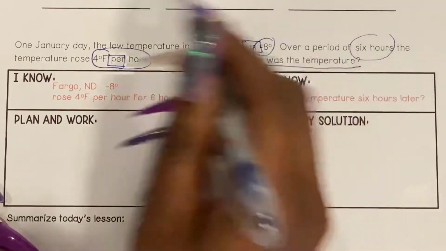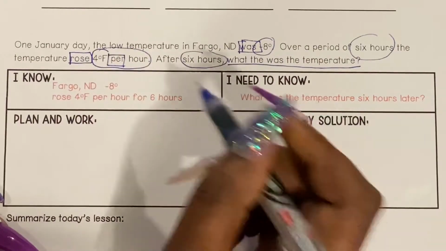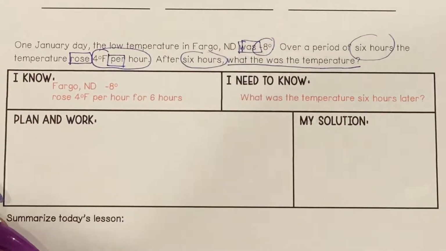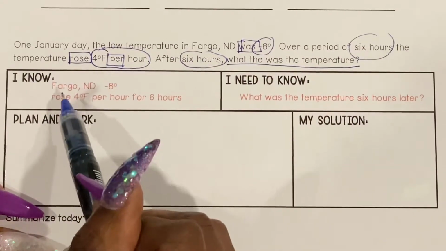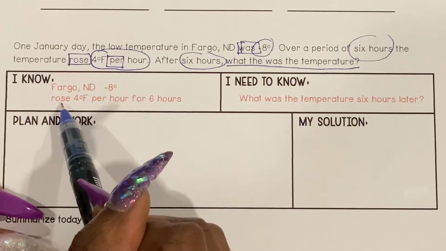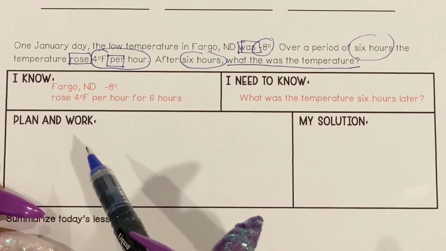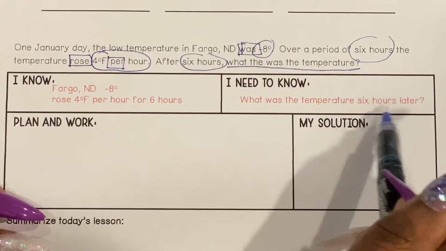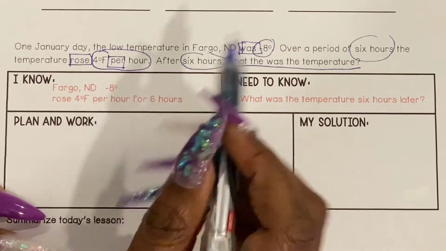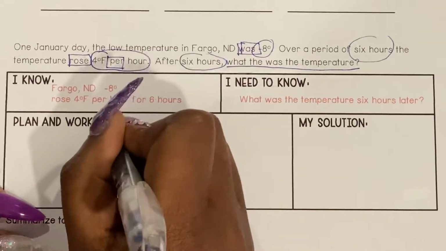A period of 6 hours. The temperature rose. It went up 4 degrees per hour. After 6 hours, what was the temperature? So first, what we know is that in Fargo, North Dakota, it was -8 degrees. It rose 4 degrees per hour for 6 hours. What was the temperature 6 hours later? Okay, so what do we have to do? I'm going to look at what my equation needs to be. I know that there's a -8.